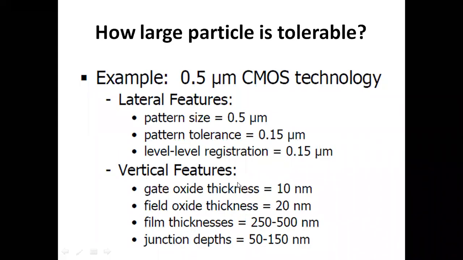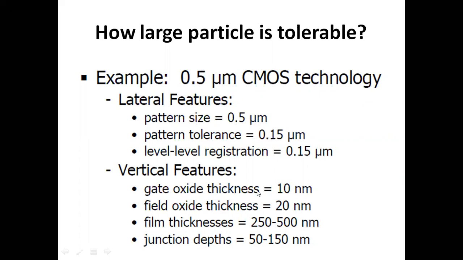Vertical features: gate oxide thickness 10 nanometer, field oxide thickness 20 nanometer, film thickness 250 to 500 nanometer, junction depth 50 to 150 nanometer. Meaning that we are working in a very small dimension. 0.5 micrometer CMOS technology means the minimum lateral feature size is 0.5 micrometer in that technology.